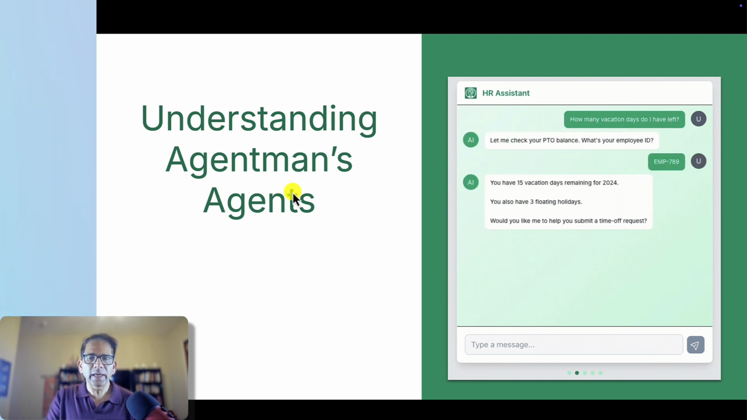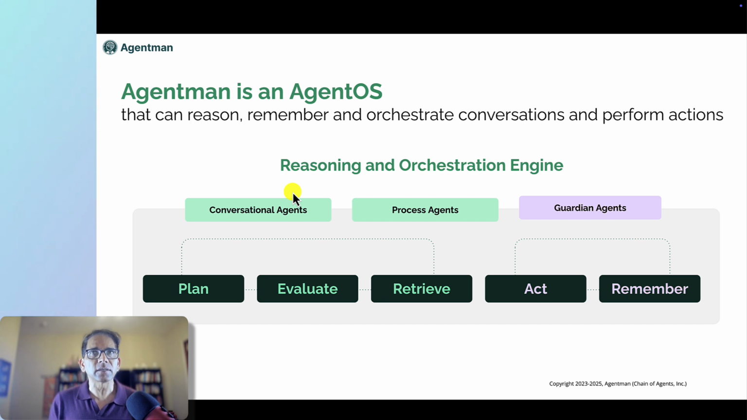At its core, Agentman is an operating system that can reason, remember, and orchestrate conversations while performing actions. The reasoning and orchestration engine is used for building conversational agents, process agents, and guardian agents. Conversational agents are like the Shopify agent we just saw. Process agents will take an input, perform a series of generative actions, understanding, reasoning, etc., and perform tasks. Think of it like an input-output machine. And the last one is guardian agents, which we don't yet have, but we're planning to launch soon, and which will proactively monitor for events and take action when needed.